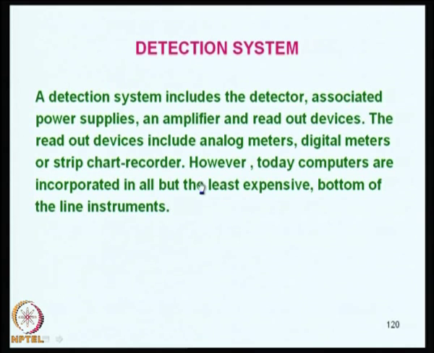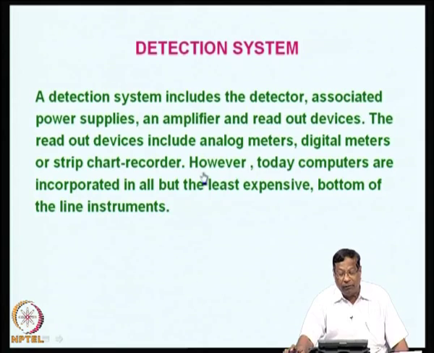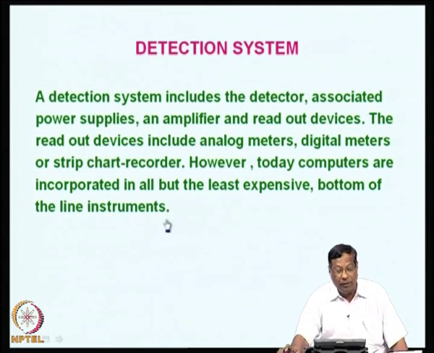We will continue our discussions on the detection system in atomic absorption. I had shown you in the last slide that the detection system should include the detector, associated power supplies and an amplifier and readout devices. The readout devices include analog meters, digital meters or a strip chart recorder. However, today computers are incorporated in all but the least expensive bottom of the line instruments.